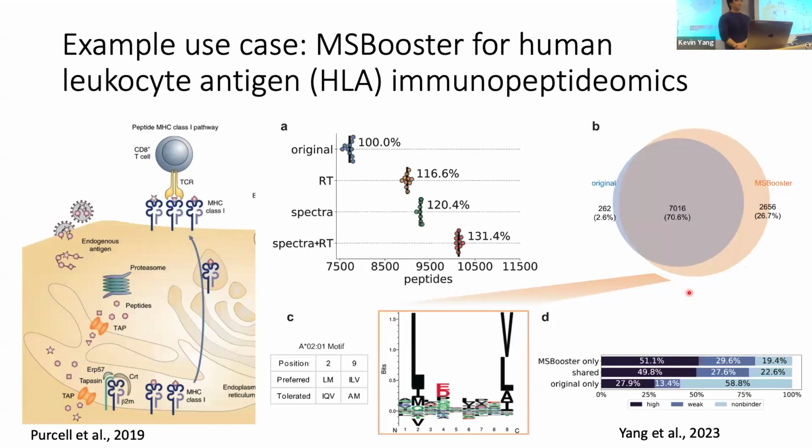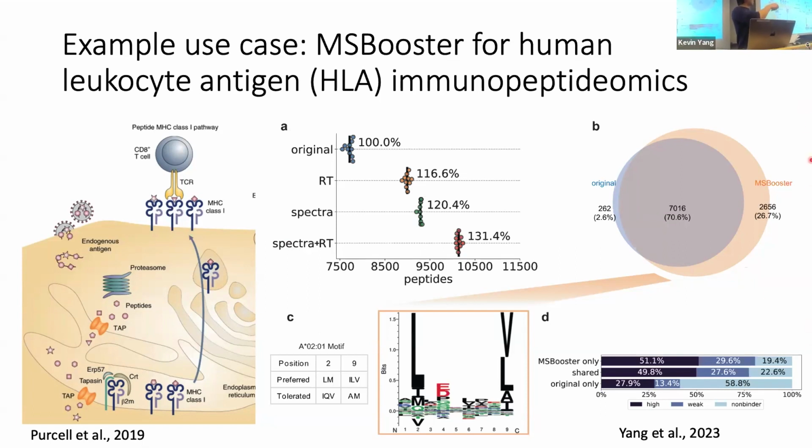I want to give one use case for MSBooster, which is HLA immunopeptidomics. There are a lot of other use cases, but I think this is a really enticing one. HLA peptides are those peptides that are presented on your cells to T cells for the immune response. If the T cell recognizes a foreign antigen, such as from a bacteria, then this immune response will happen. People are really interested in identifying these peptides in order to design therapeutics. So how does MSBooster help with that? How do we help find more HLA peptides?